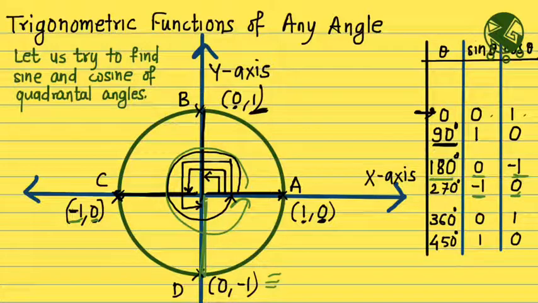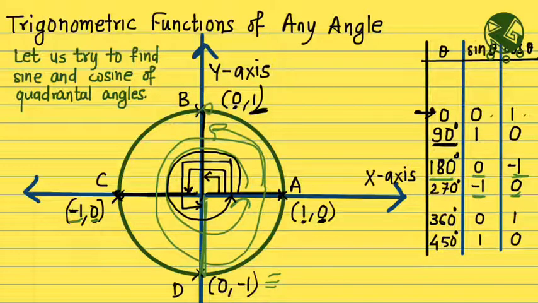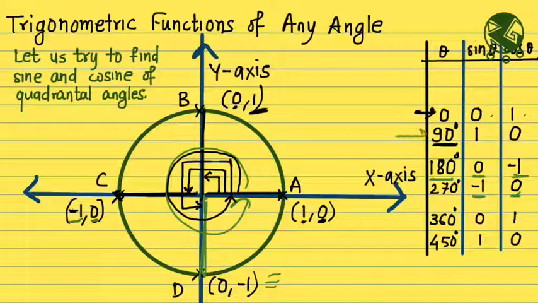450 degrees means 360 plus 90, right? So where we are at B. So it is equal to whatever the ratios are for 90 degrees. So for 450 degrees we have sine equal to 0 and cos equal to 1.